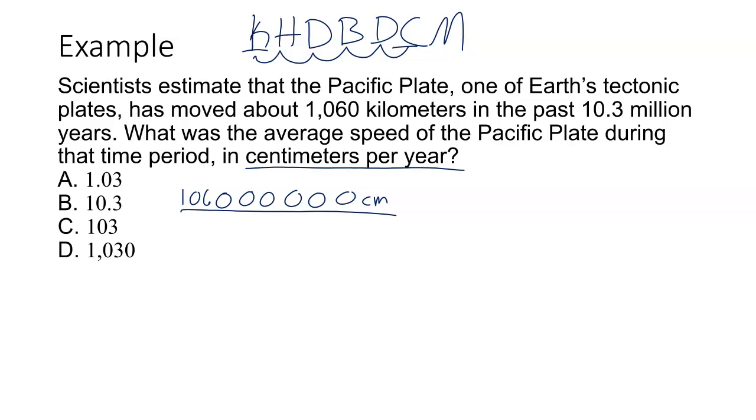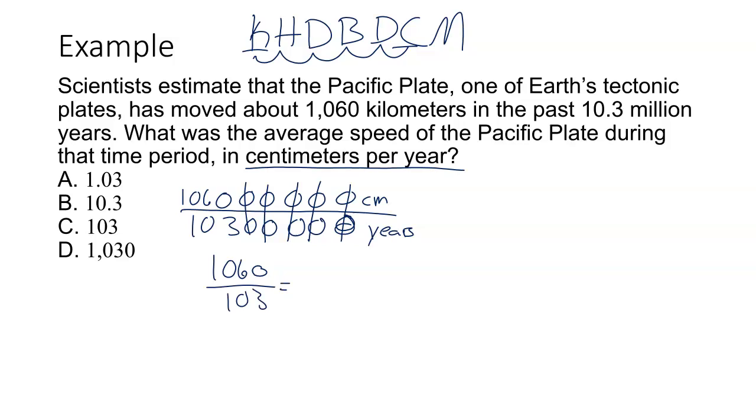Now, 10.3 million, I just have to write out the number of zeros per million. So I have 10.3 million, so 10,300,000 years instead of millions of years. Now what's the easy way to divide when I have a bunch of zeros? So now I'm just left with 1060 over 103, which is approximately 10.3. It's like 10.29.